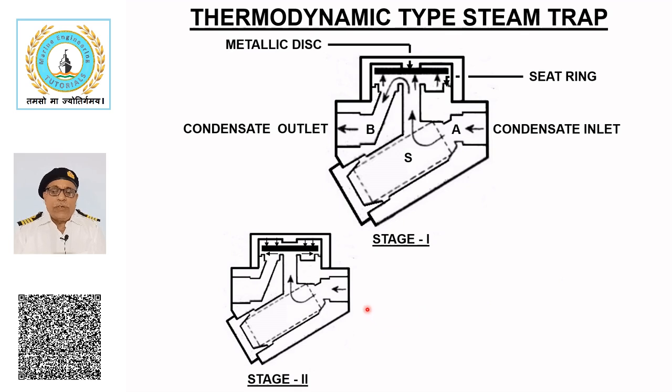As the steam approaches, condensate temperature rises and it flashes to steam. Steam pressure acting on top of the disc overcomes the static pressure underneath and starts closing the valve as shown in stage 2.